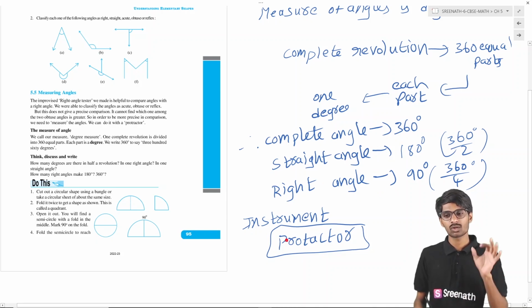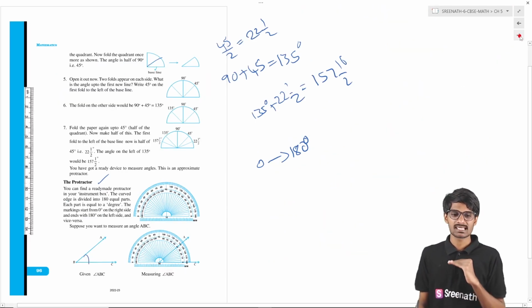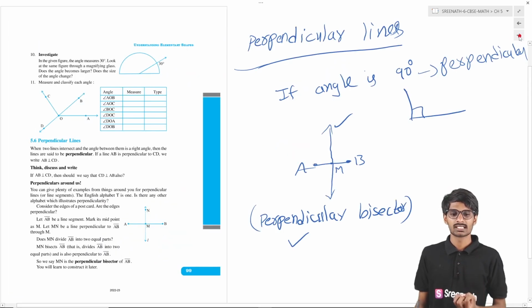So using a protractor we can precisely find the angles. Precisely, we can measure the angles, students. Okay, that is about angles.